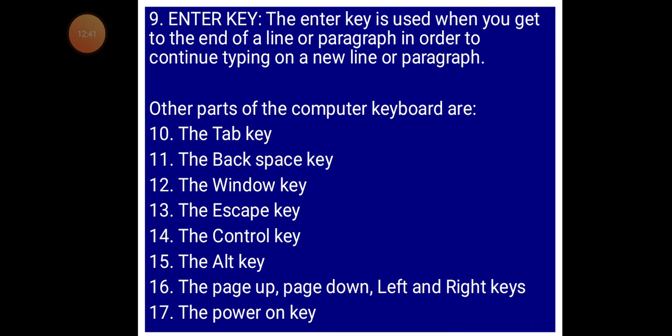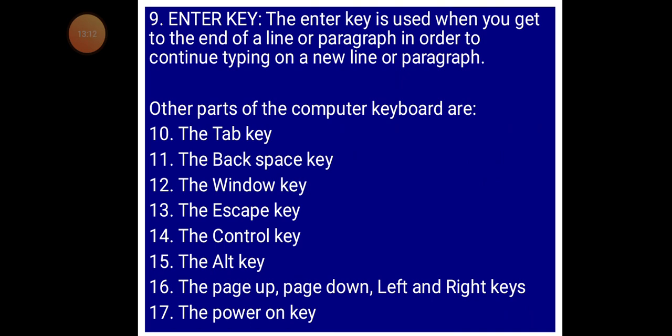We also have other parts of the computer keyboard which you cannot exhaust here, but I want to urge you all to look at them in your spare time. We have the tab key, and the backspace key, which is used to go back, or to cancel an alphabet or numeric that has been written wrongly.